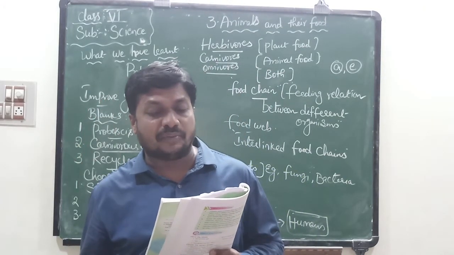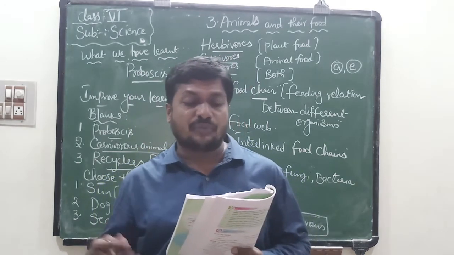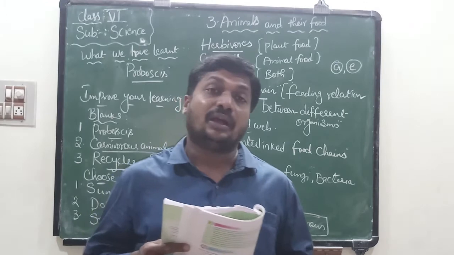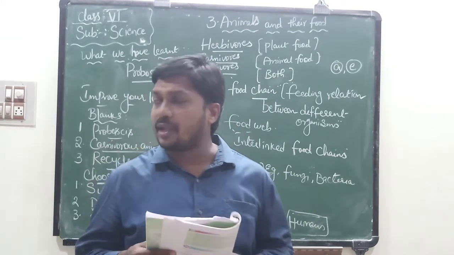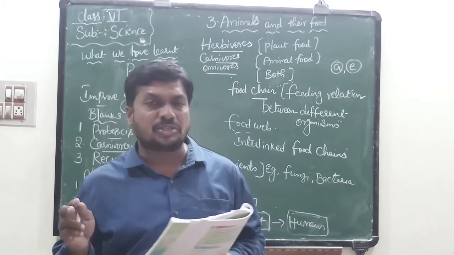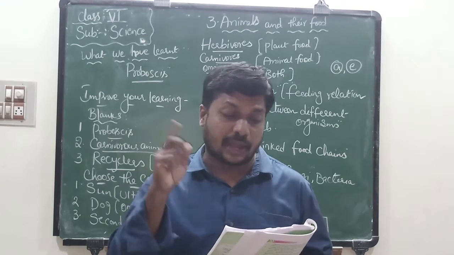Most of the food chains end with herbivores. No, that is wrong. Why? Because most of the food chains end with top carnivores. In every food chain, a carnivore will be present. So most of the food chains end not with herbivores, but with carnivores.